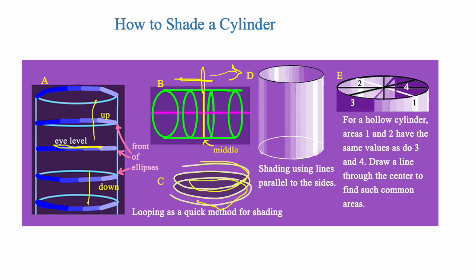For a shiny cylinder, however, the shading should be linear, parallel to the sides. If it's hollow, draw lines through the center connecting areas of similar values. So number 1, the light area outside is connected to the light area inside, and number 3 is connected to number 4. But don't have number 1 and 2 vertically above one another because that would be confusing.